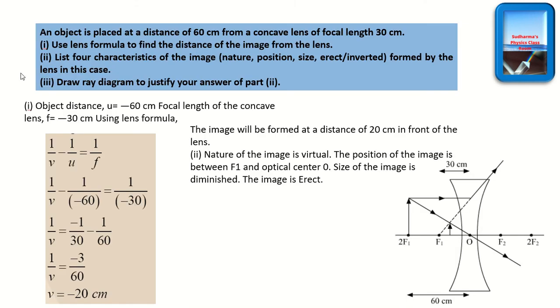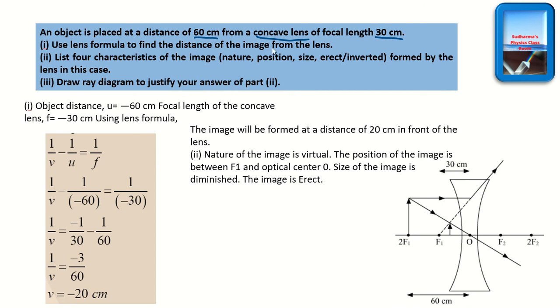Next question. An object is placed at a distance of 60 centimeter from a concave lens of focal length 30 centimeter. Use lens formula to find the distance of the image from the lens. List 4 characteristics of the image: nature, position, size, erect or inverted, formed by the lens in this case. Draw a ray diagram to justify your answer of part 2.